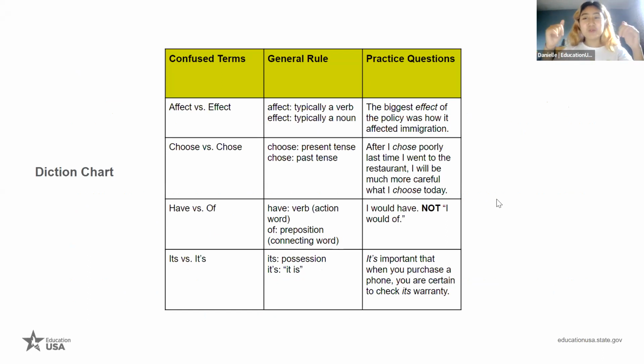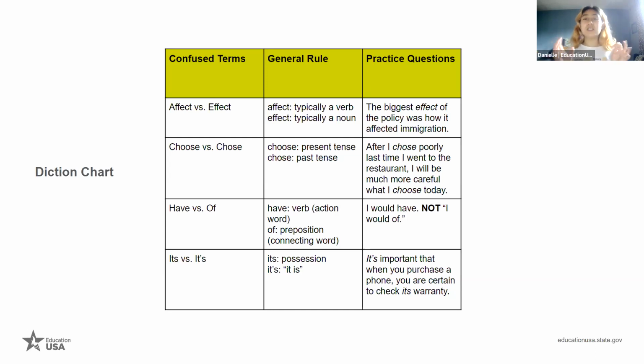So we are now moving to word choice. So what will you be asked? Okay. So here are some words that people say wrong. Even native English speakers say these wrong. So we have affect versus effect. What is affect? It's usually a verb, and effect is a noun.